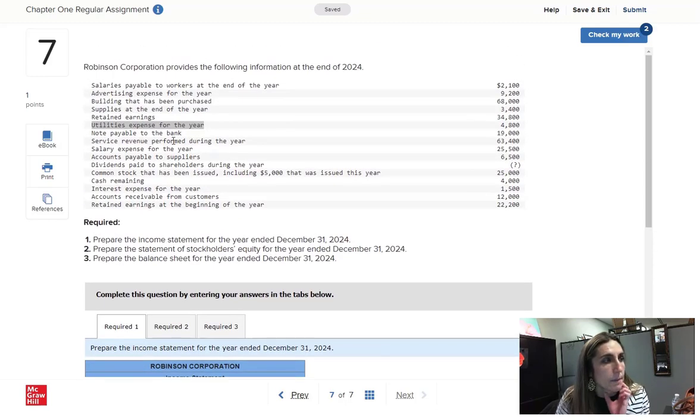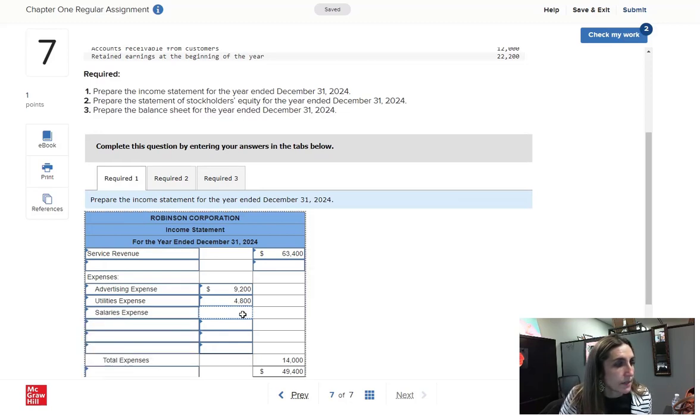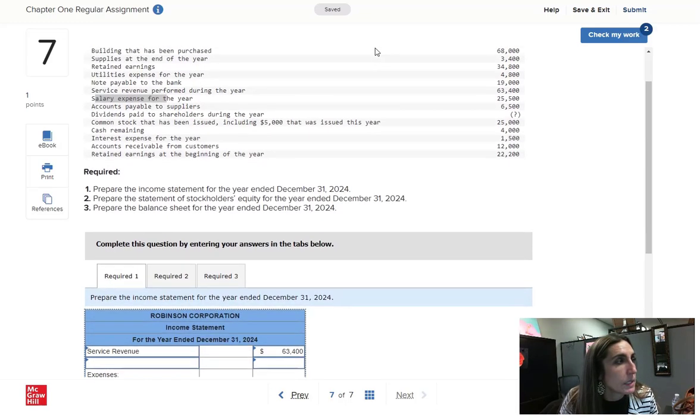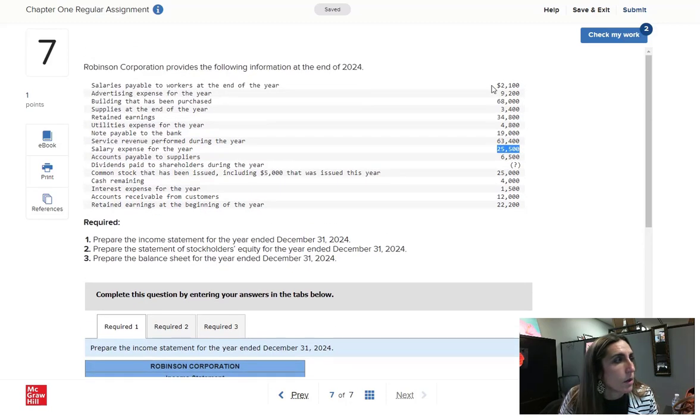Notes payable is a liability. Service revenue I already listed on the income statement. Salaries expense, I need that one. $25,500. Salaries expense is different from salaries payable. Salaries expense says here's how much work my employees have already done for me. Of that work they've done, I still have not paid them for $2,100 of that work, but the rest of it's already been paid, assuming that the expense has been recorded properly.